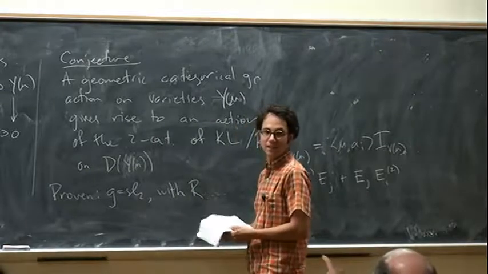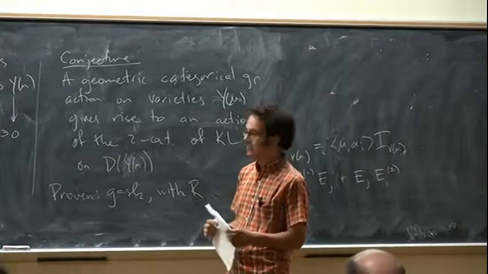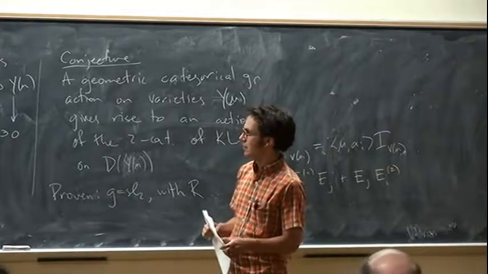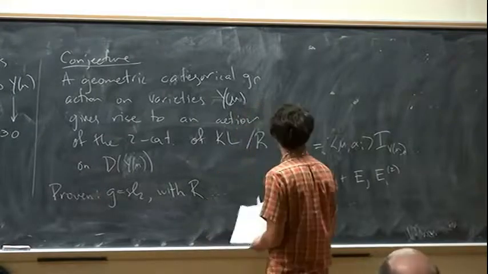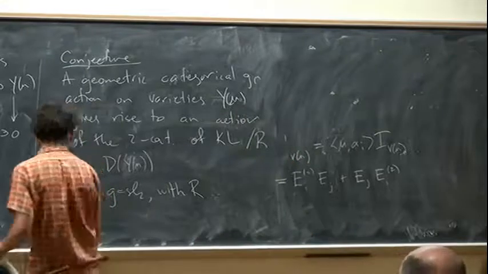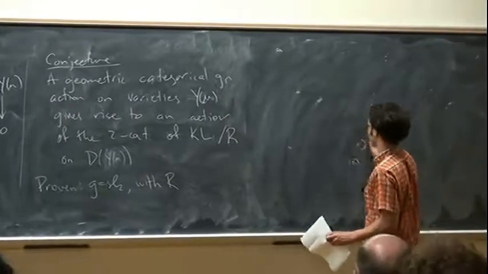Describe a bit more how to translate a deformation of these varieties into functors. Not functors, natural transformations between them. Into natural transformations. So it's going to be slightly technical.